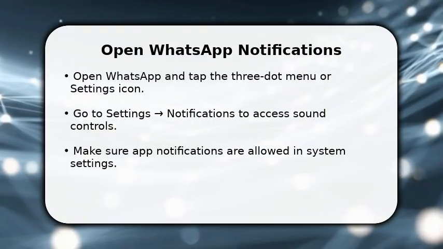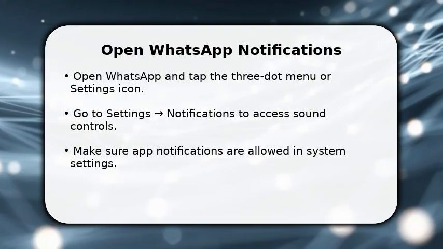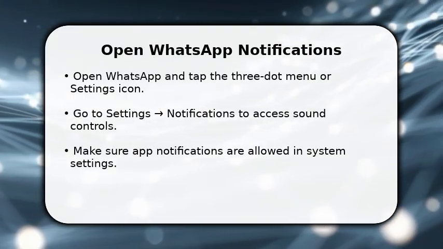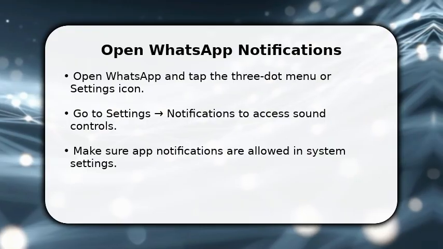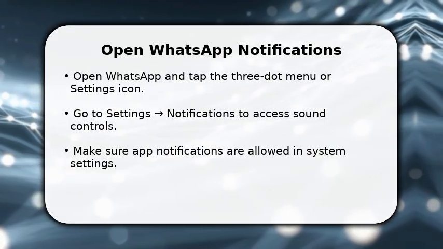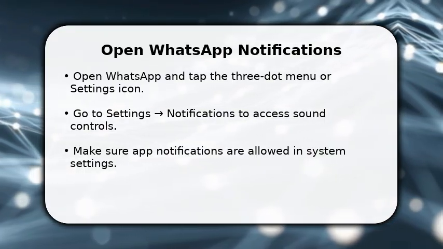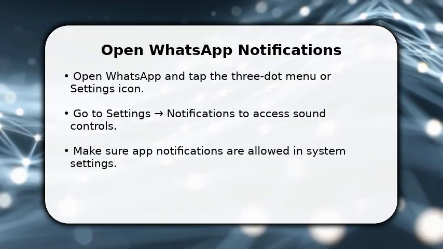You're starting inside WhatsApp. Open it and go straight to Settings, then Notifications. You do this because notification sound lives there. Once in Notifications, you'll see Message and Group sections. Those are the controls you need.